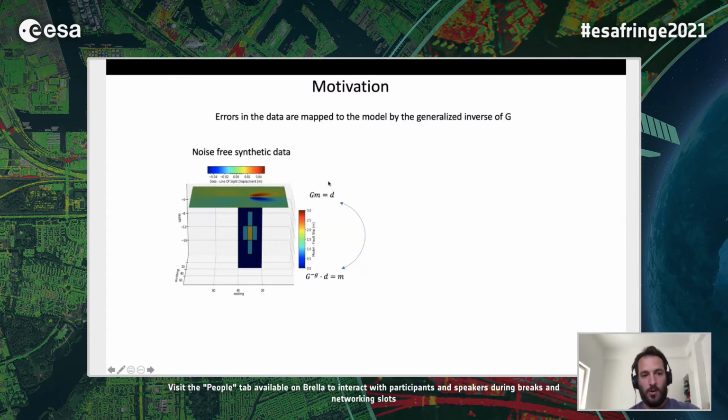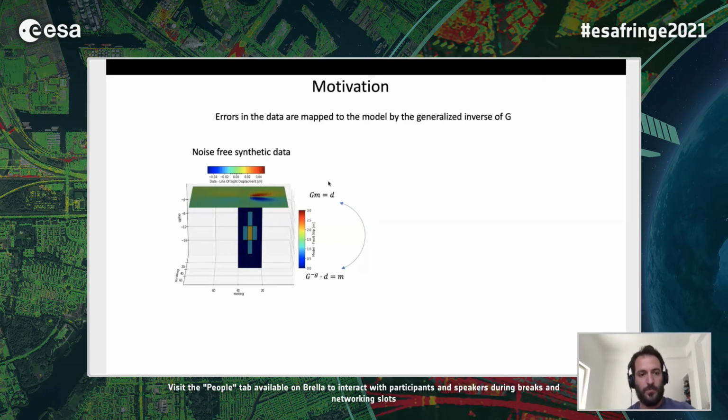So in general, errors in our data are mapped to the model space by the generalized inverse of G, our elastic kernel. And the elastic kernel is a function of our fault geometry and the discretization of the fault plane and the data space. By discretization of the data space, I mean what approach of downsampling we are taking, because no one that I know of is using the whole InSAR data set in the inversion problem. We're taking some kind of downsampling approach to take it from a few million data points to a few thousand data points.